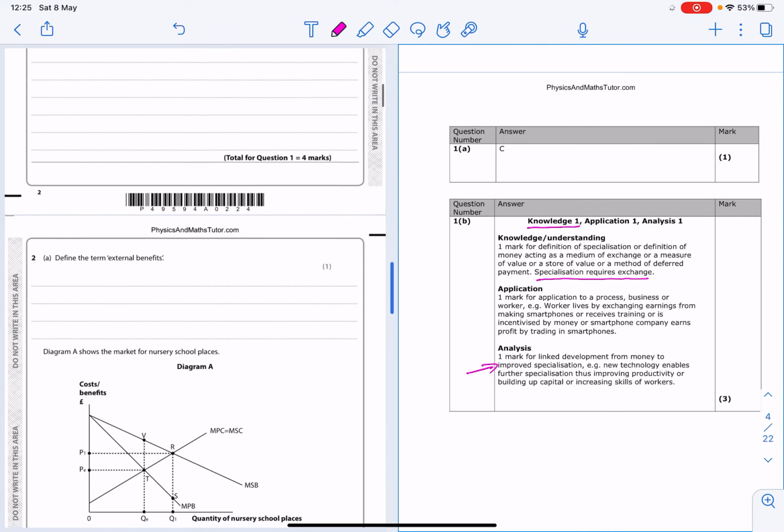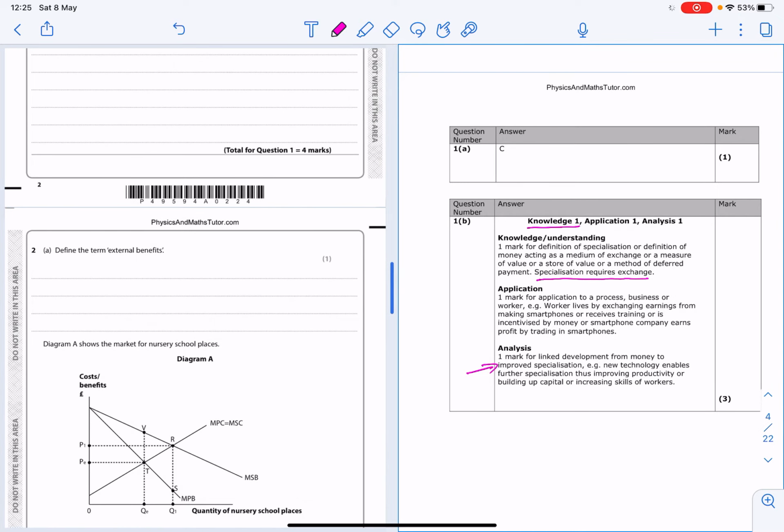Right, next one, define the term external benefits. So sometimes it's easier to start off by talking about an example. So when we think about benefits, we might think about benefits from being vaccinated against COVID. The external benefits are going to be the benefits to the third party. So if I'm vaccinated against COVID, well, we don't really know the evidence at the moment yet, but if I'm vaccinated against COVID, I'm less likely to pass COVID on to you. So you benefit from that.